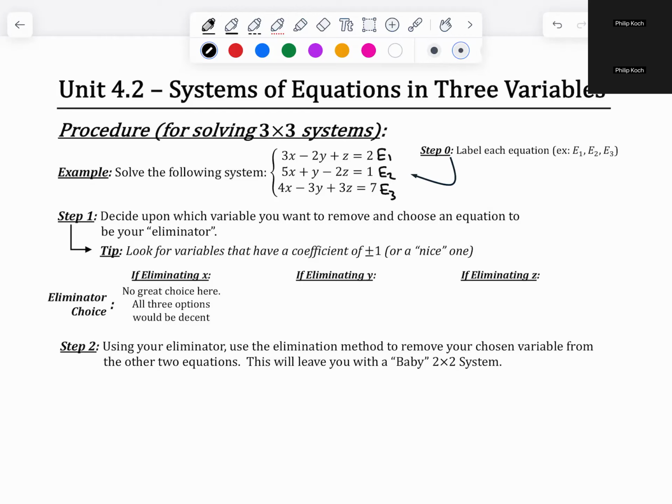If you wanted to eliminate y, there is a clear choice of which equation to use as your eliminator: E2, because that has a coefficient of 1. That means that you don't need to multiply the other two by anything to eliminate y. So if you're eliminating y, use E2. If you're eliminating z, on the other hand, then E1 would be the choice because E1 has a coefficient of 1 on its z term, making it quite quick to deal with.